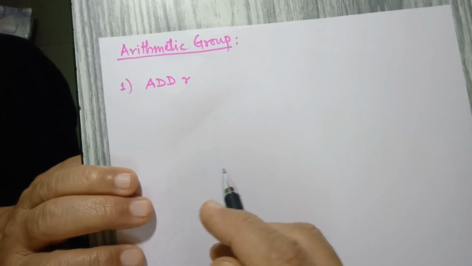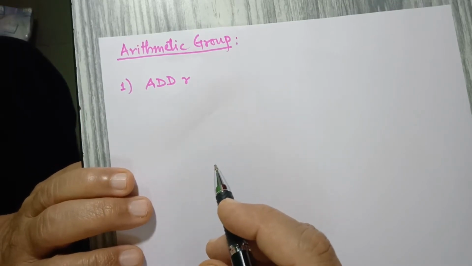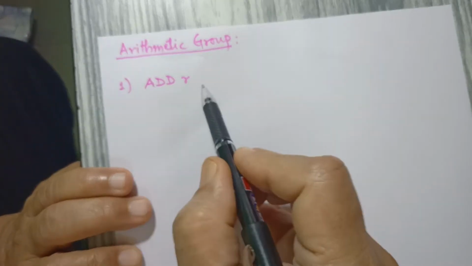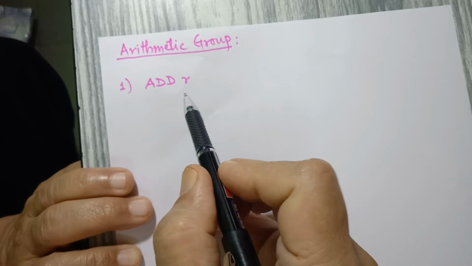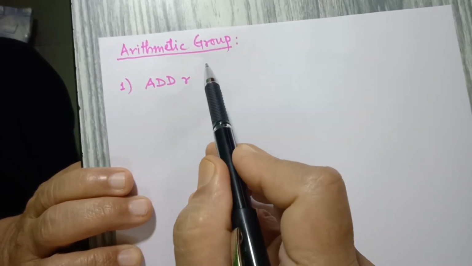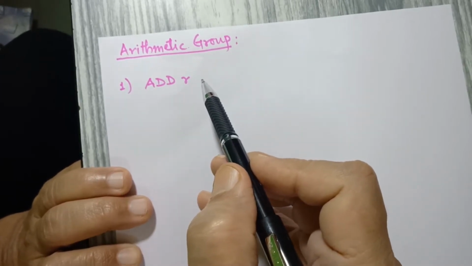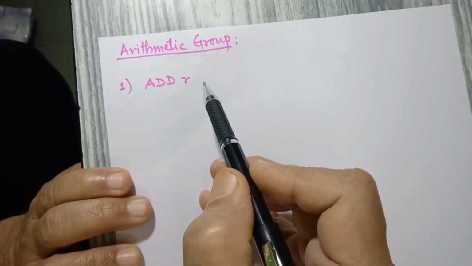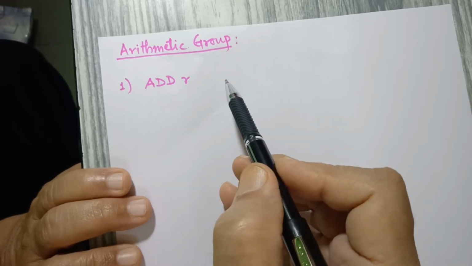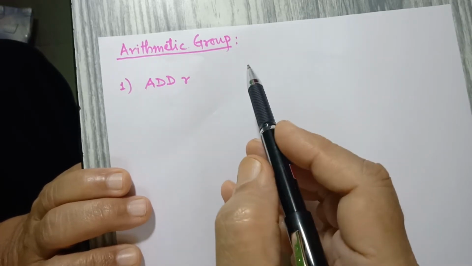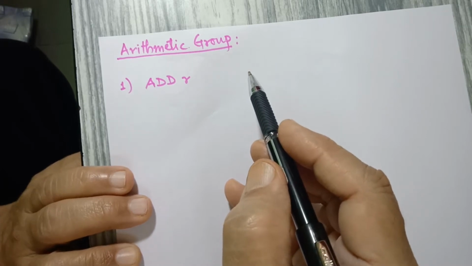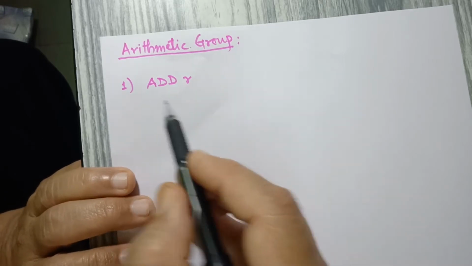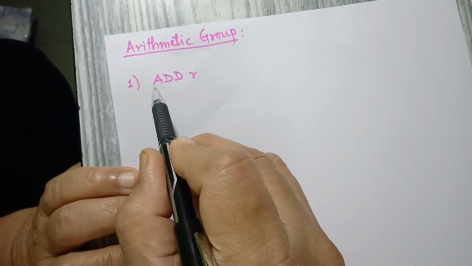Friends, let us study the arithmetic group of instructions. Before going to the first instruction, please make a note that all the instructions from this group affect all the flags, because in arithmetic we are going to perform some operation and we are going to have some result. The result is always placed into the accumulator, and all the flags are affected according to their condition: zero flag, carry flag, auxiliary carry flag, all that. So let us consider the first instruction.